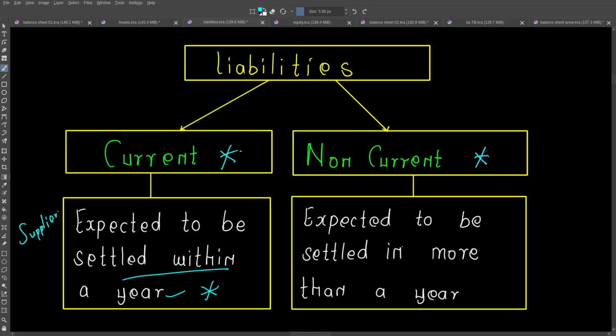So these are short-term liabilities. You're expected to settle them within a period of 12 months. On the other end, we have non-current liabilities, and the most common is a bank loan that is exceeding 1 year. For example, you go take a loan of 5 years, okay? So you see it is going to take you more than 5 years to pay this loan.